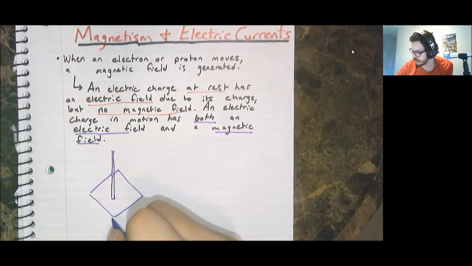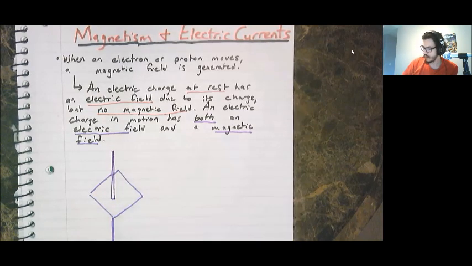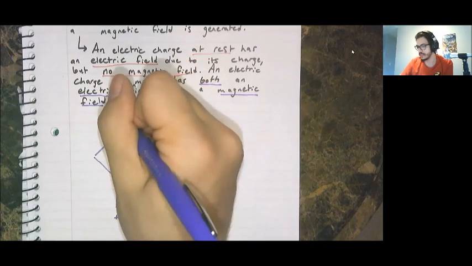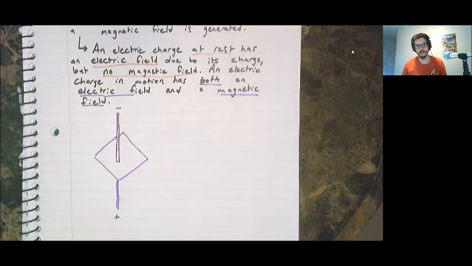There's a hole in the table that we have run the wire through. And again, we have a connection to a battery's positive terminal down here below the table. And at the ceiling, we have the connection to the battery's negative terminal.